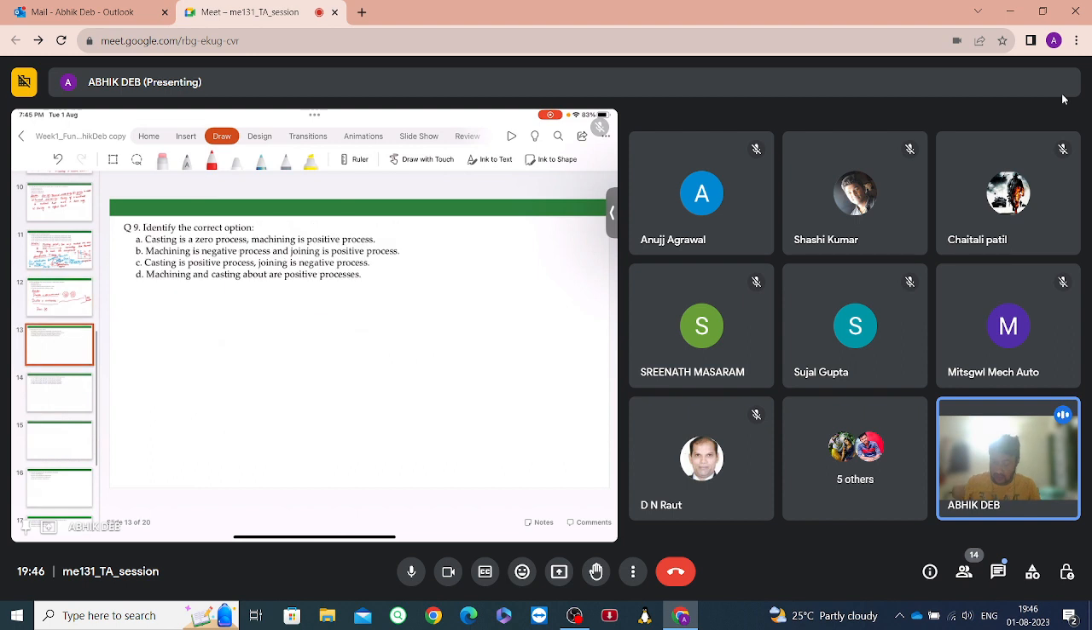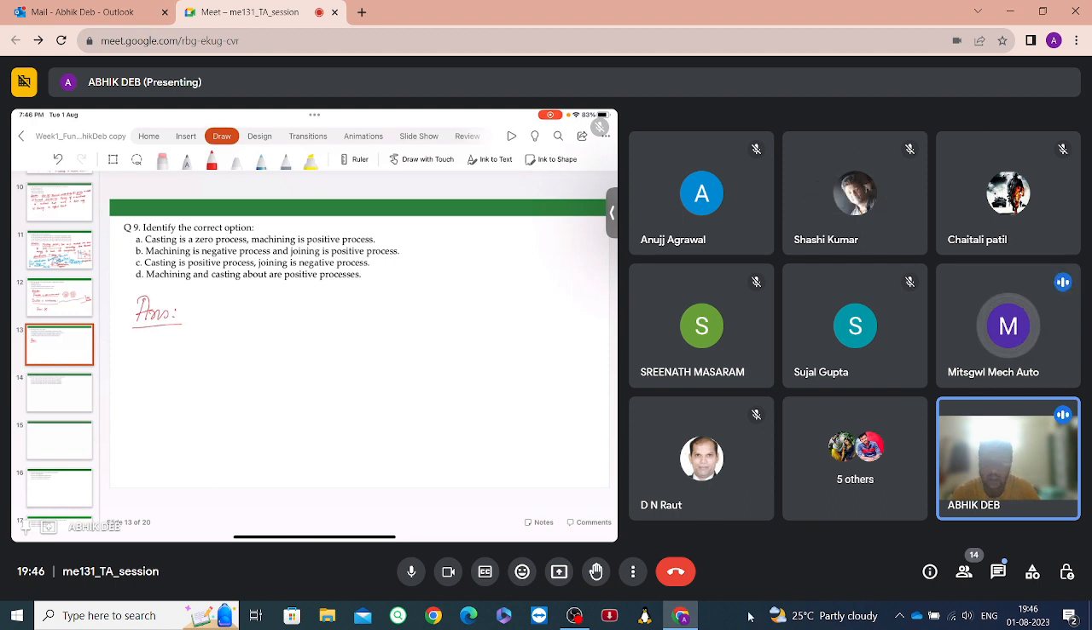Okay. So the next problem, identify the correct option. Casting is a zero process, machining is a positive process. I hope I have already explained what is a zero process, what is a positive process, and what is a negative process. So can you all type your answers in the chat box.